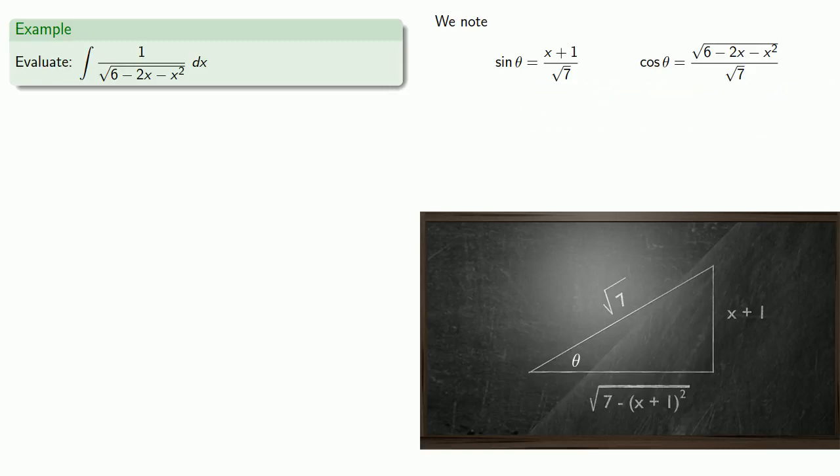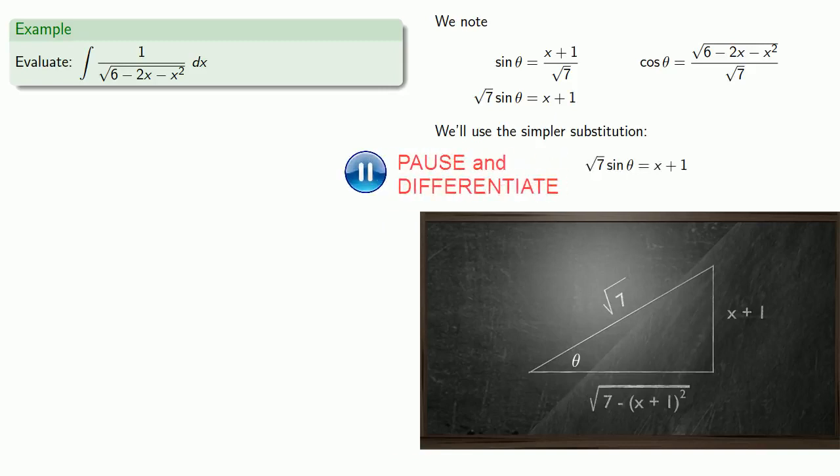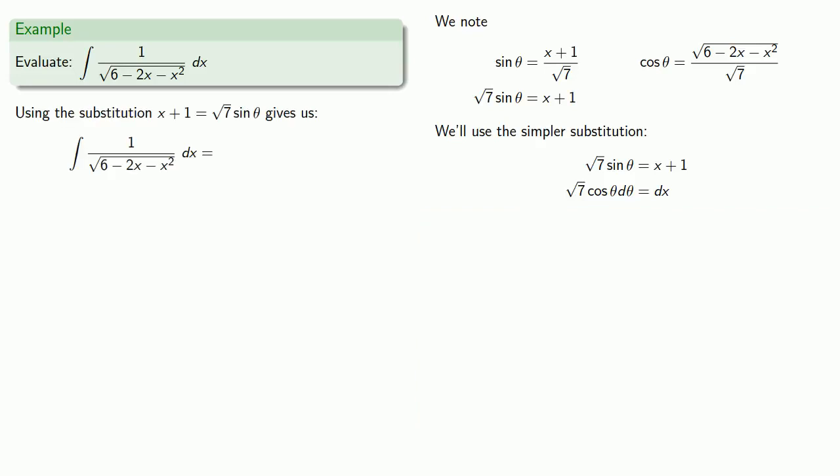We do want to be able to solve for an expression in x so we can find dx, so let's go ahead and work that sine expression. And we'll use our simpler substitution, square root 7 sine theta equals x plus 1, and so differentiating, root 7 cosine theta d theta equals dx. Since we want to do something with this square root 6 minus 2x minus x squared, we might want to solve our cosine relationship.